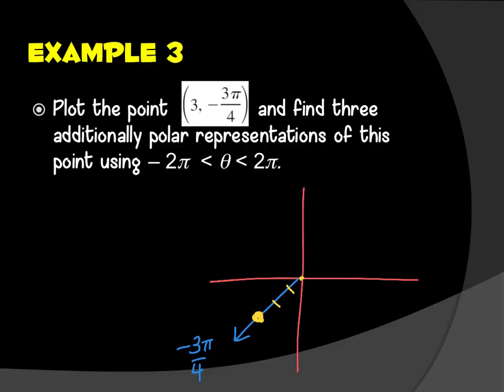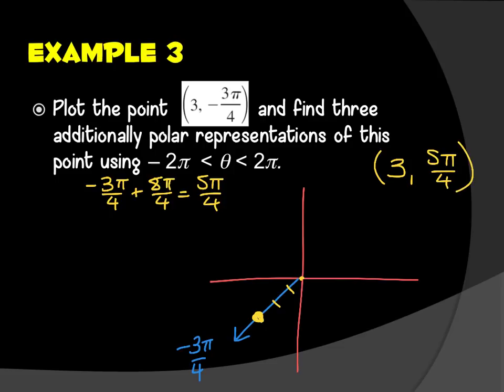So now you want to find another representation. Oh, is it at 5 pi over 4? Yes, it's right before. Okay, so how else could I label this exact same point? What's the easiest thing to do? Add 2 pi, subtract 2 pi. So if I took negative 3 pi over 4 and I added 2 pi, which would be 8 pi over 4, I end up with 5 pi over 4. Does that fall between negative pi over 2 and 2 pi? Yes. So that's one way I could rewrite this: (3, 5 pi over 4).